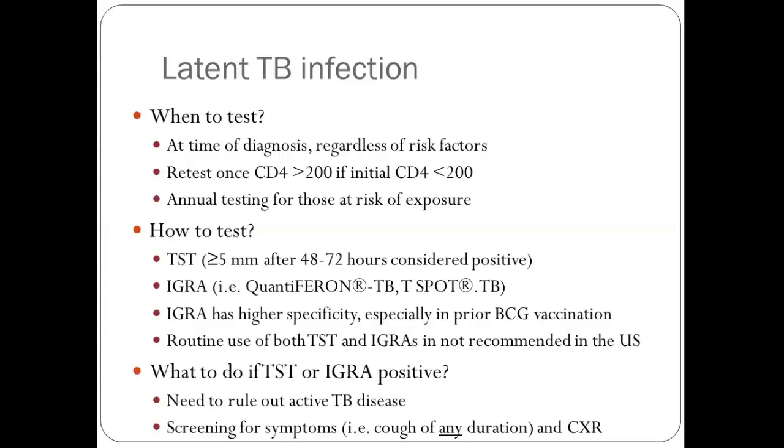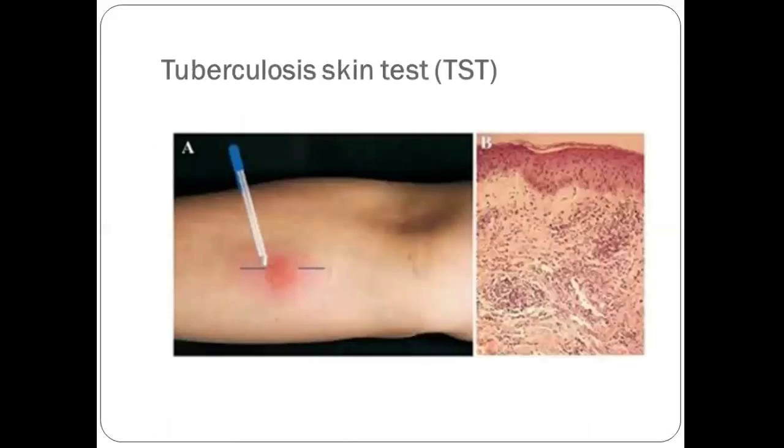And then what to do if the TST or the IGRA is positive. Then you need to rule out active disease, and that is your chest X-ray. But remember that you can miss some active tuberculosis cases with your chest X-ray. So it's your chest X-ray, but also your symptoms. Symptoms are very important. The traditional definition is cough for 2 weeks or more, but I usually go by cough. If the patient is coughing, regardless of the duration, I may get worried. And I'll definitely get a chest X-ray on everybody.